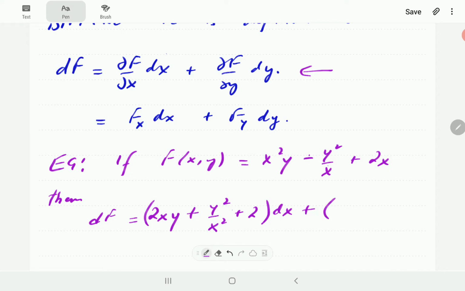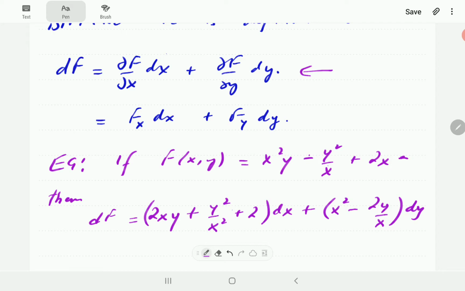And then for the second term, we are now differentiating with respect to y. There's y here and there's y here, but there's no y here, so the derivative of that term with respect to y is 0. The derivative of y is 1, so that's just going to be x squared. The derivative of y squared is 2y. Okay, so that is going to be the total differential of this function f.